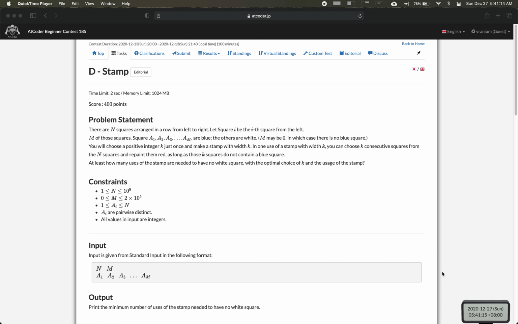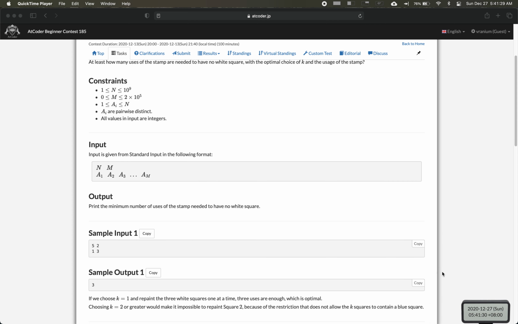So what we're trying to find is the least number of moves we have to use the stamp such that there are no white squares left. So in the end, there'll only be blue and red squares. So what does this mean?